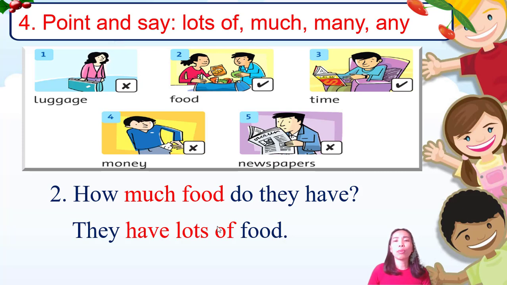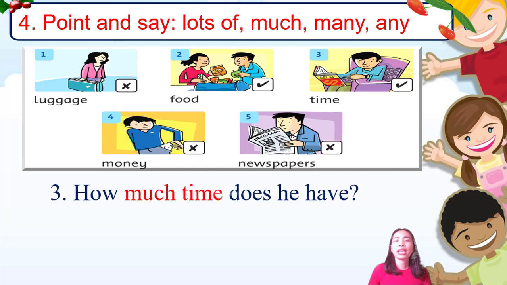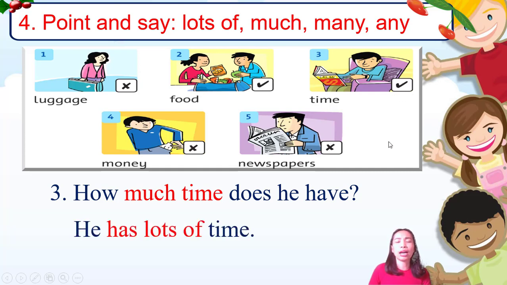Let's look at picture number 3. How much time does he have? Who can tell me why we use how much for the word time? Yes, because the word time is uncountable and we use how much time does he have? And can you see the tick here? Yes, he has lots of time.